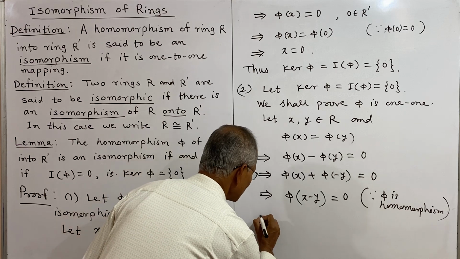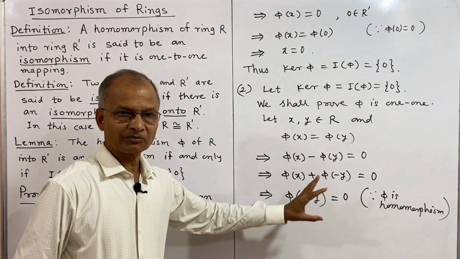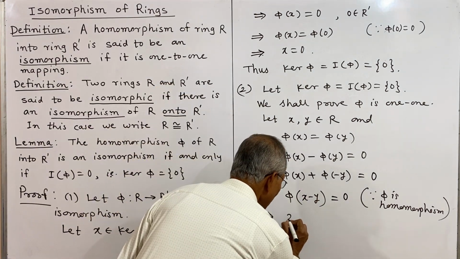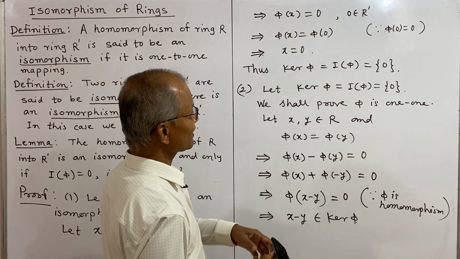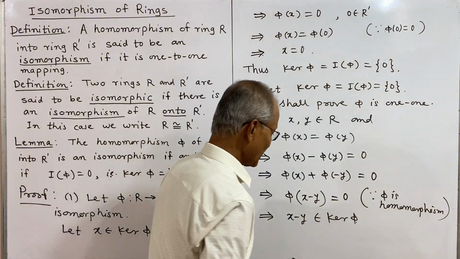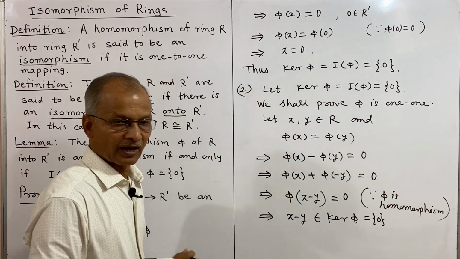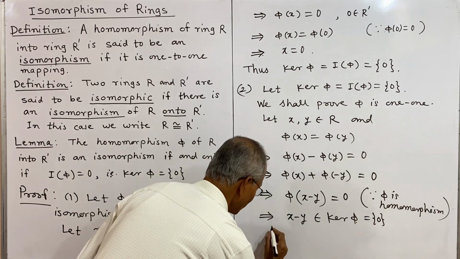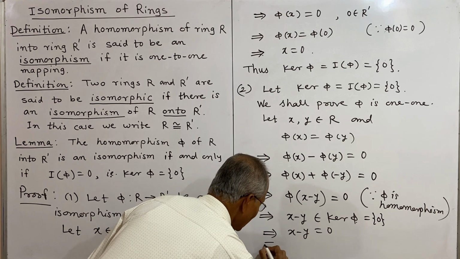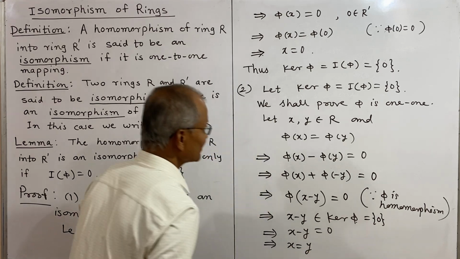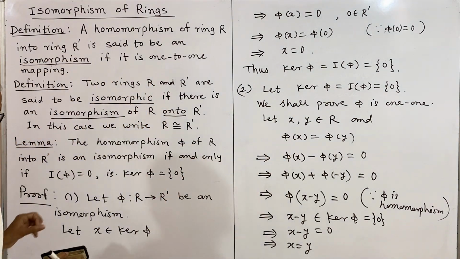And now what this shows is that phi image of x minus y is 0, and that means x minus y must be in the kernel of phi. This implies x minus y belongs to kernel phi. But what is kernel phi? Kernel phi contains only 0, a single element 0, and therefore this x minus y must be equal to 0, and this implies x is equal to y. And what this proves? This proves that phi is 1 1. So therefore phi is 1 1.